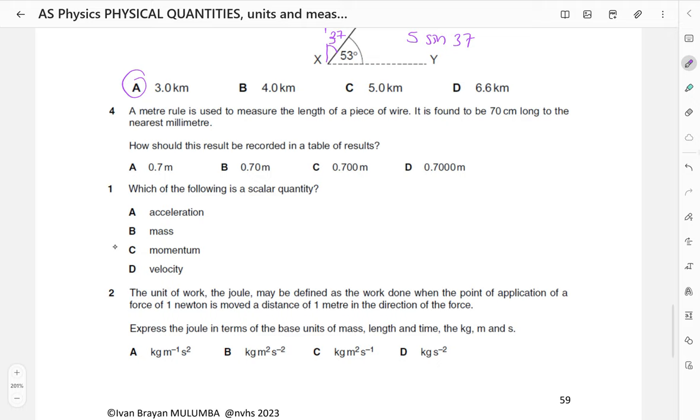A meter rule is used to measure the length of a piece of wire. It is found to be 70 centimeters long to the nearest millimeter.